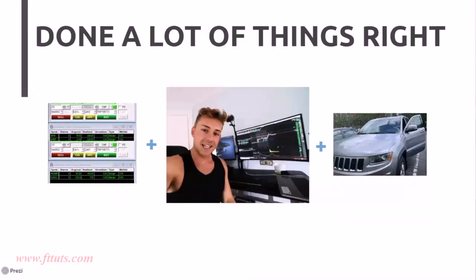Okay, so I've clearly done a lot of things right. I've had really nice trades. I constantly have really nice trades, and I'm able to make a very nice income trading. I'm able to get the car that I wanted. I really wanted a Jeep Grand Cherokee. That's always the car that I really wanted. I like skiing and being active, so I've been able to get everything and do everything that I've wanted to so far.